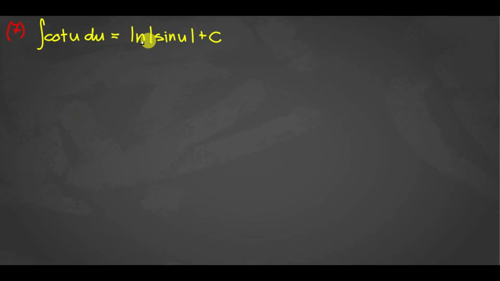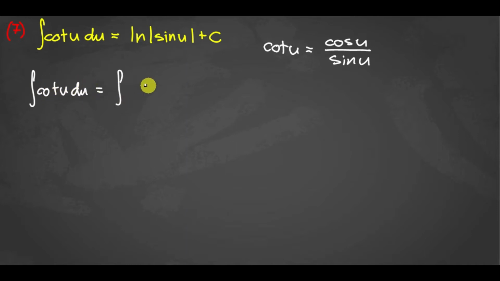Now, the process is to rewrite our function by substituting the equivalent value of cotangent u. By trigonometric identities, cotangent u is equivalent to cosine u over sine u. Then we can say that the integral of cotangent u du is equivalent to the integral of cosine u over sine u du.